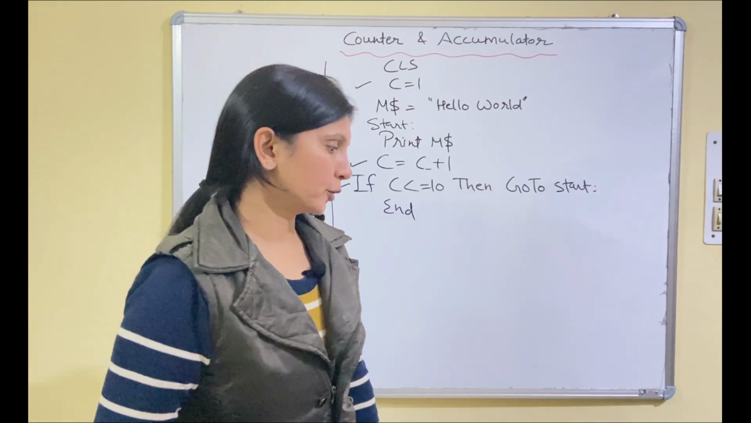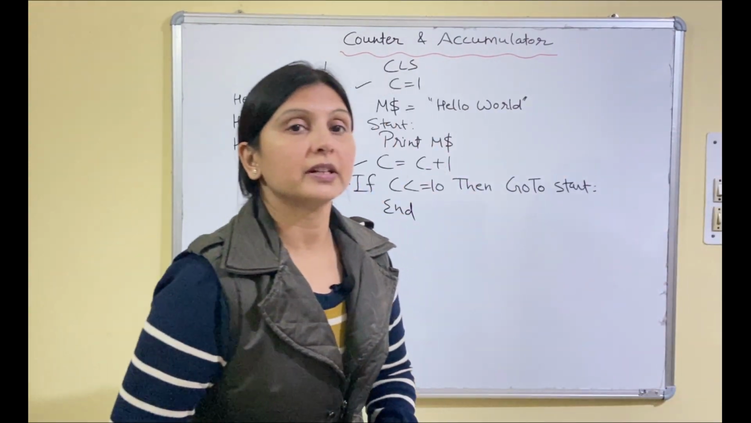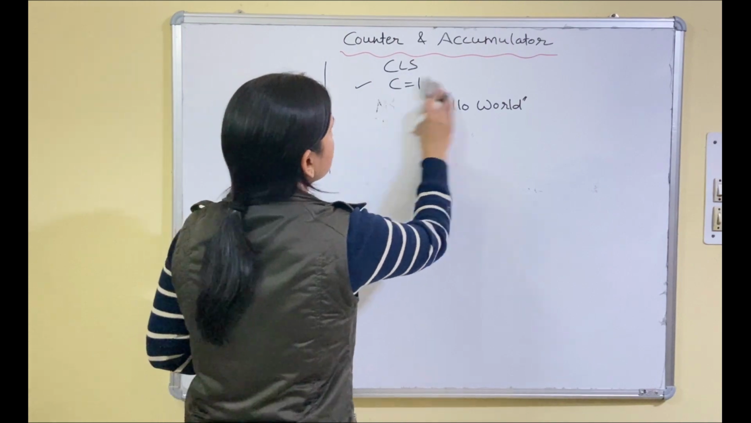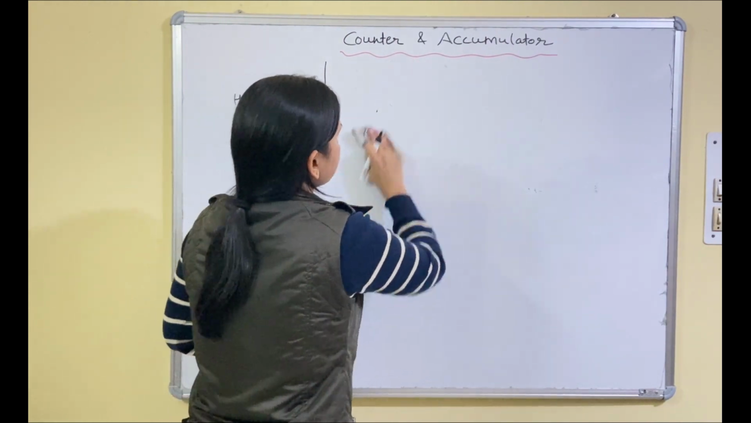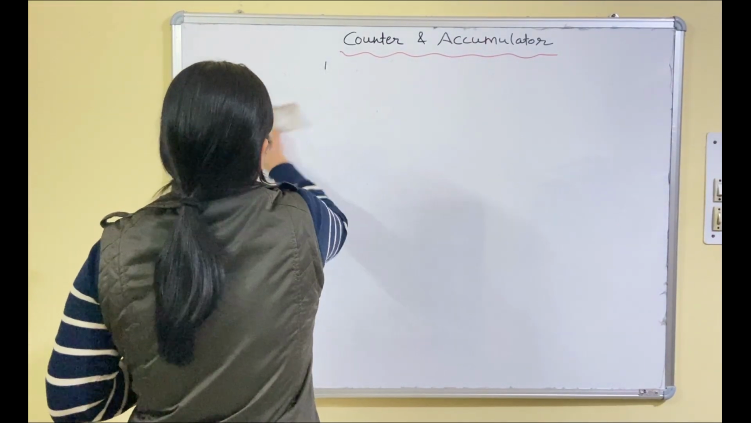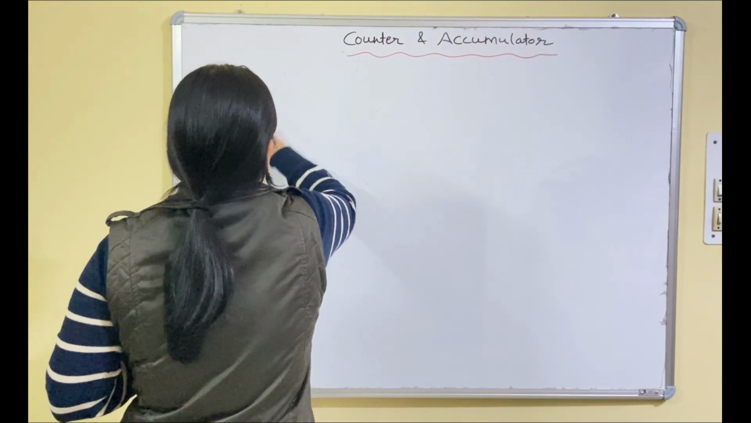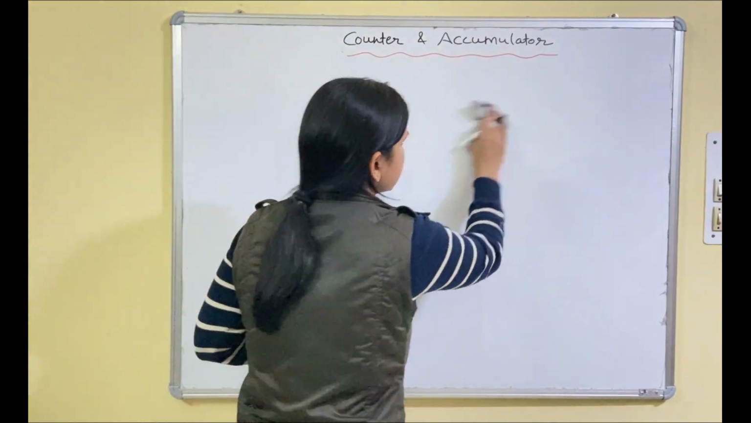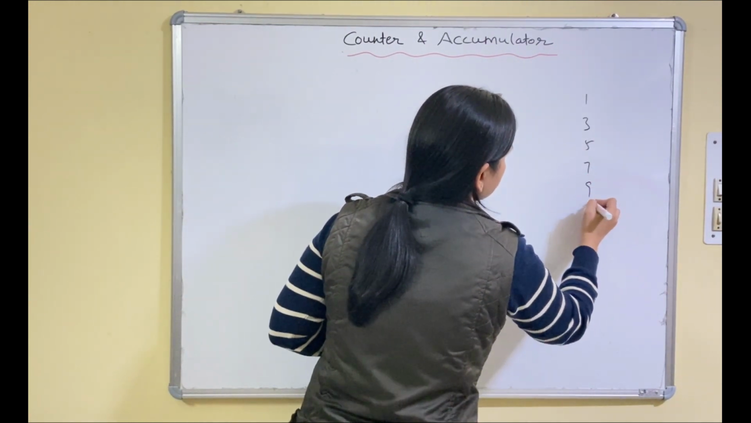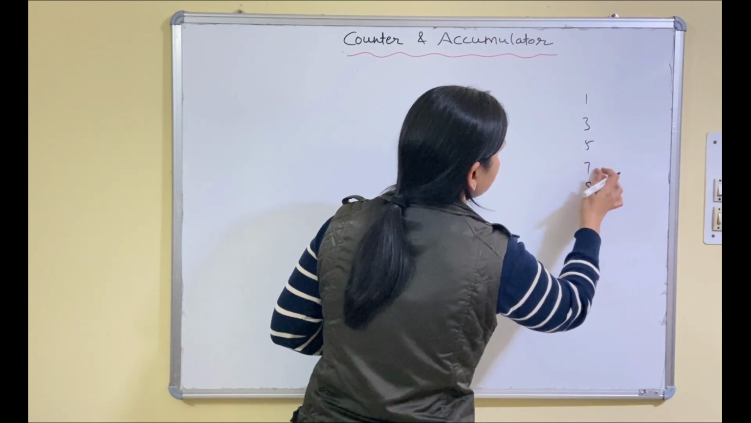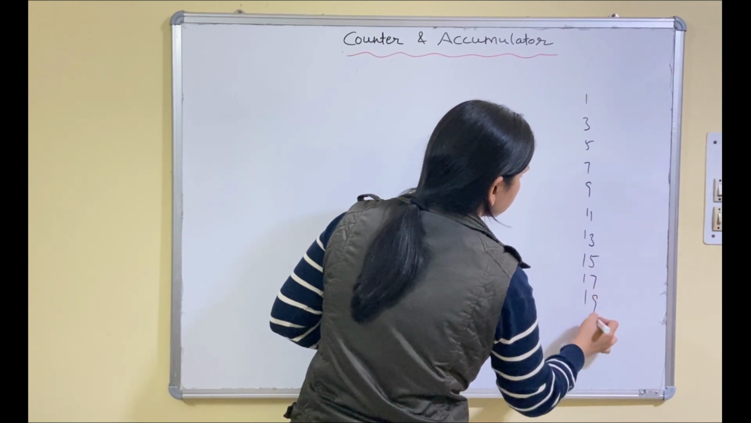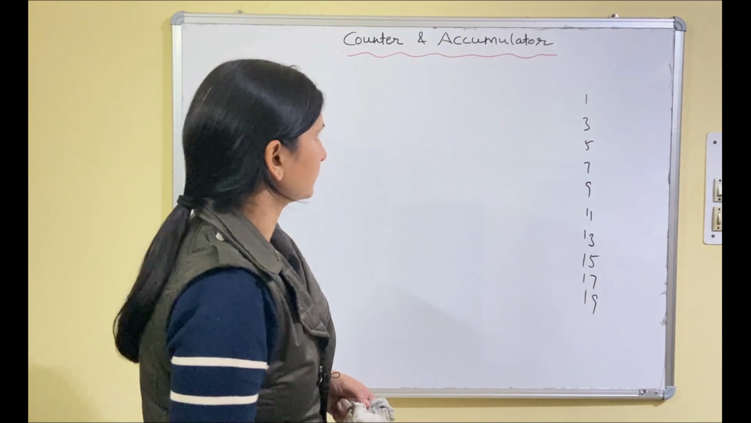Now let's make one more program to display the first 10 odd numbers. So what are odd numbers? Not divisible by 2. 1, 3, 5, 7, 9. I want to display the first 10 odd numbers. So 1, 3, 5, 7, 9, 11, 13. I'm writing here 1, 3, 5, 7, 9, 11, 13, with positions 1, 2, 3, 4, 5, 6, 7, 8, 9, 10. These are the odd numbers.